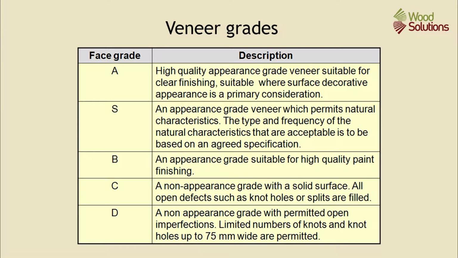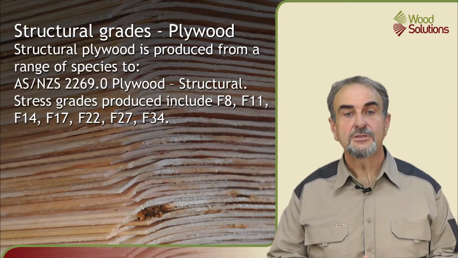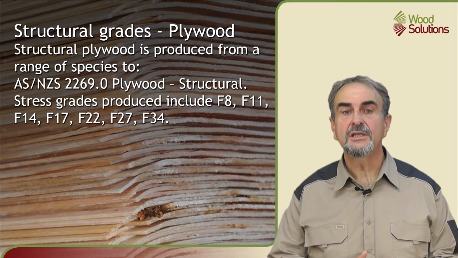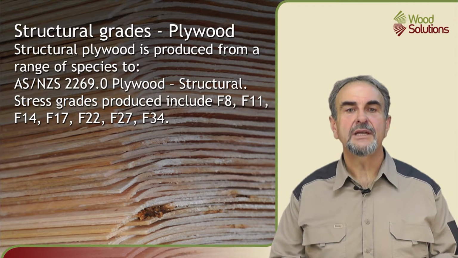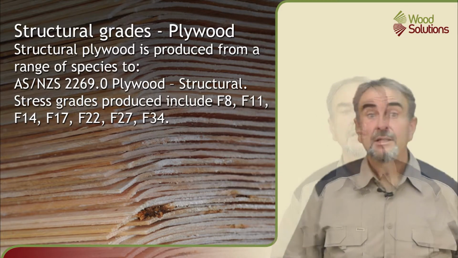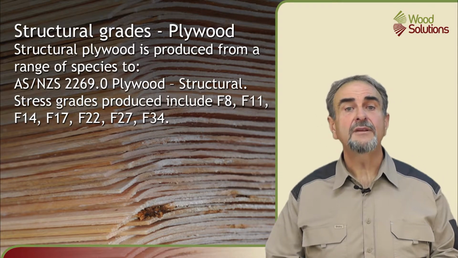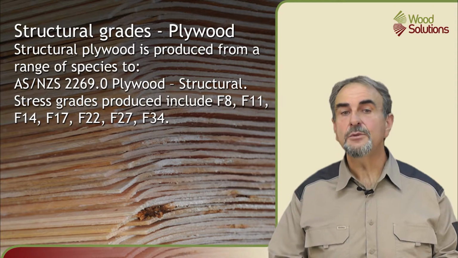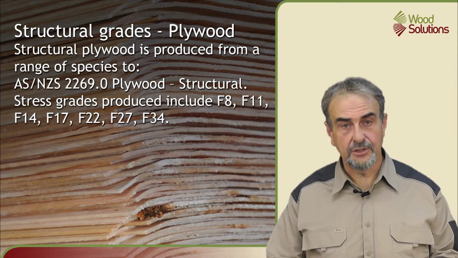The table shows detail of the 4 plywood face grades A, B, C and D as discussed in the previous video. It also lists the less frequently used S grade. Note that the grade definition of S grade material is based on a specification agreed between the supplier and the company. Structural plywood is produced to Australian New Zealand standard. The stress grading system in the standard allows for the application of characteristic strengths and the modulus of elasticity to plywood manufactured from a wide range of timber species. The stress grades produced include F8, F11, F14, F17, F22, F27 and F34.